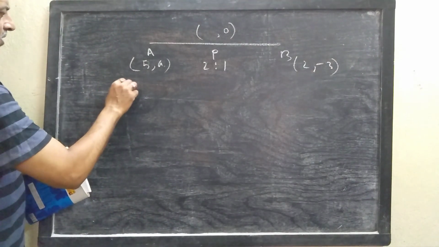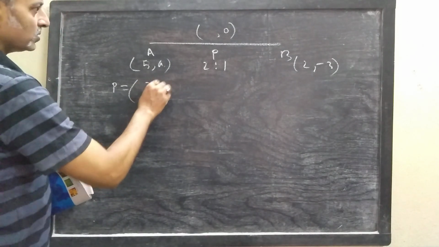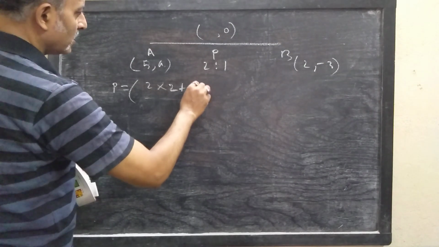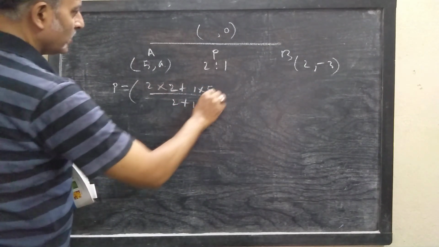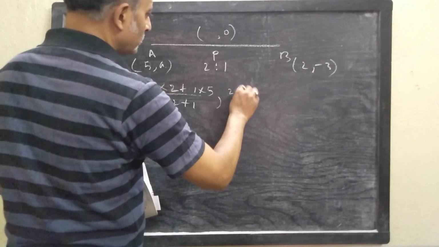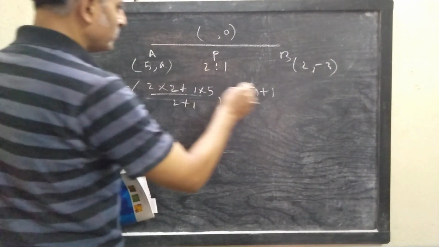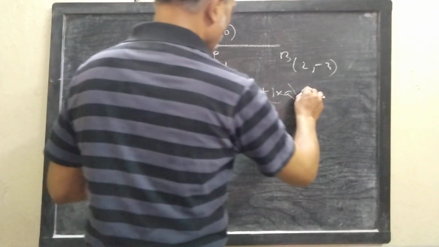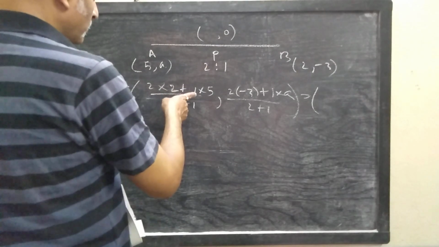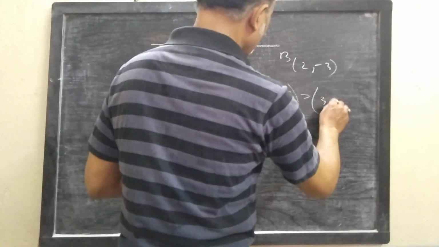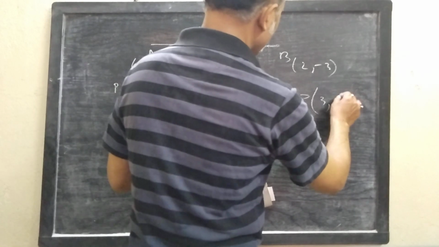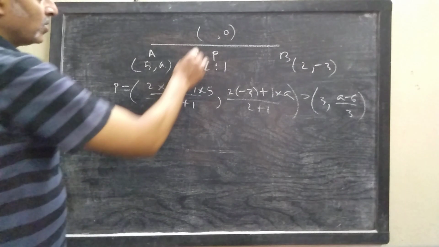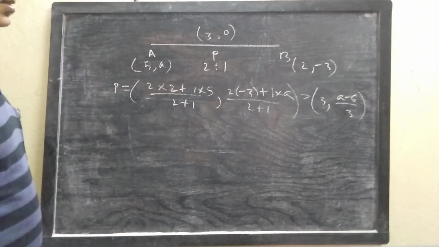So coordinates of P will be (m x2 plus n x1) by (m plus n), that is 2 into 2 plus 1 into 5 by 2 plus 1, then 2 into minus 3 plus 1 into a by 2 plus 1. So this will ultimately become 4 plus 5, 9 by 3, that is 3, and the ordinate becomes a minus 6 by 3. Look, we find the abscissa of the point as 3.